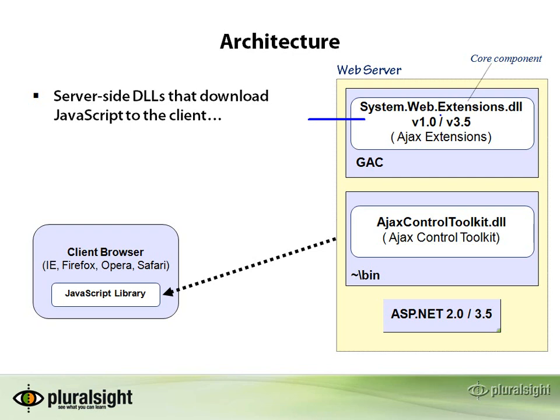We'll be looking at the 3.5 version, as that's the one that's installed with Visual Studio 2008. So that's the server side. You'll have an assembly deployed on your web server that contains the extension implementation. Within this extensions assembly, however, you will find a number of embedded resources, which will include a set of script files, which are of interest to us.